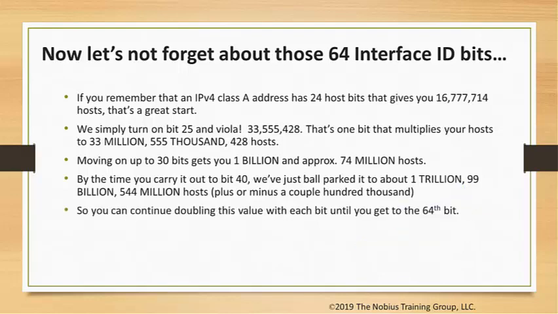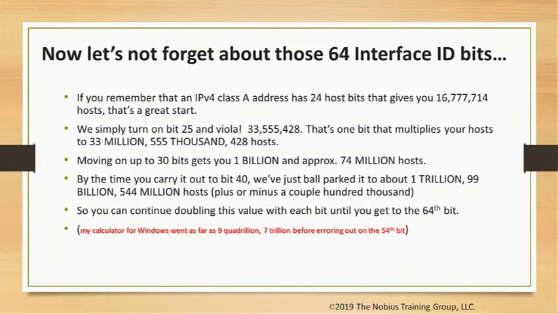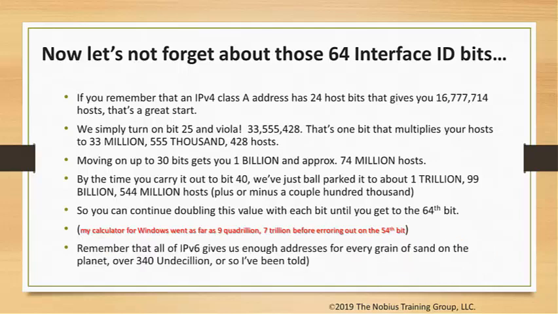So you can continue doubling this value with each bit until you get to the 64th bit, because in binary, as you move over one place, it doubles in size. My calculator for Windows went as far as 9 quadrillion, 7 trillion before erroring out on the 54th bit. Remember that IPv6 gives us enough addresses for every grain of sand on the planet, or so I'm told, over 340 undecillion.